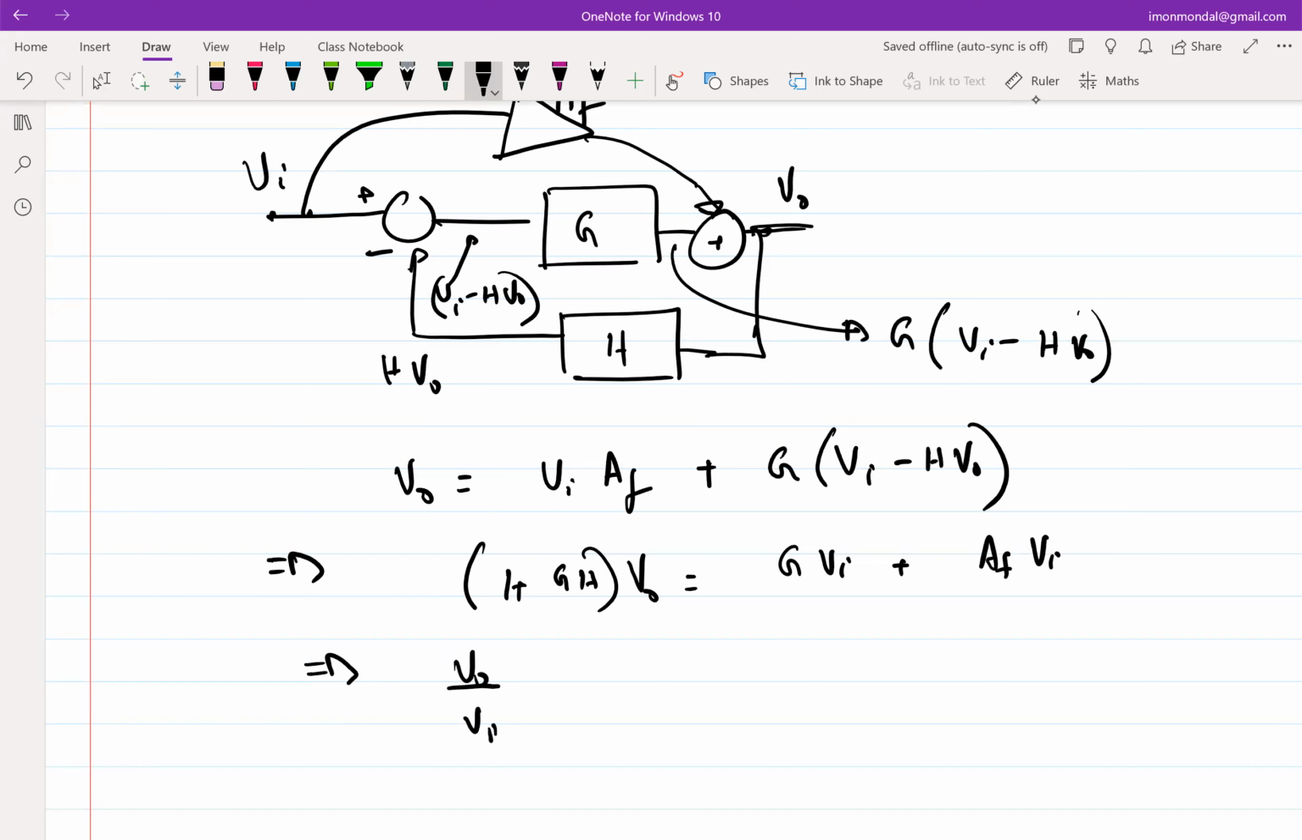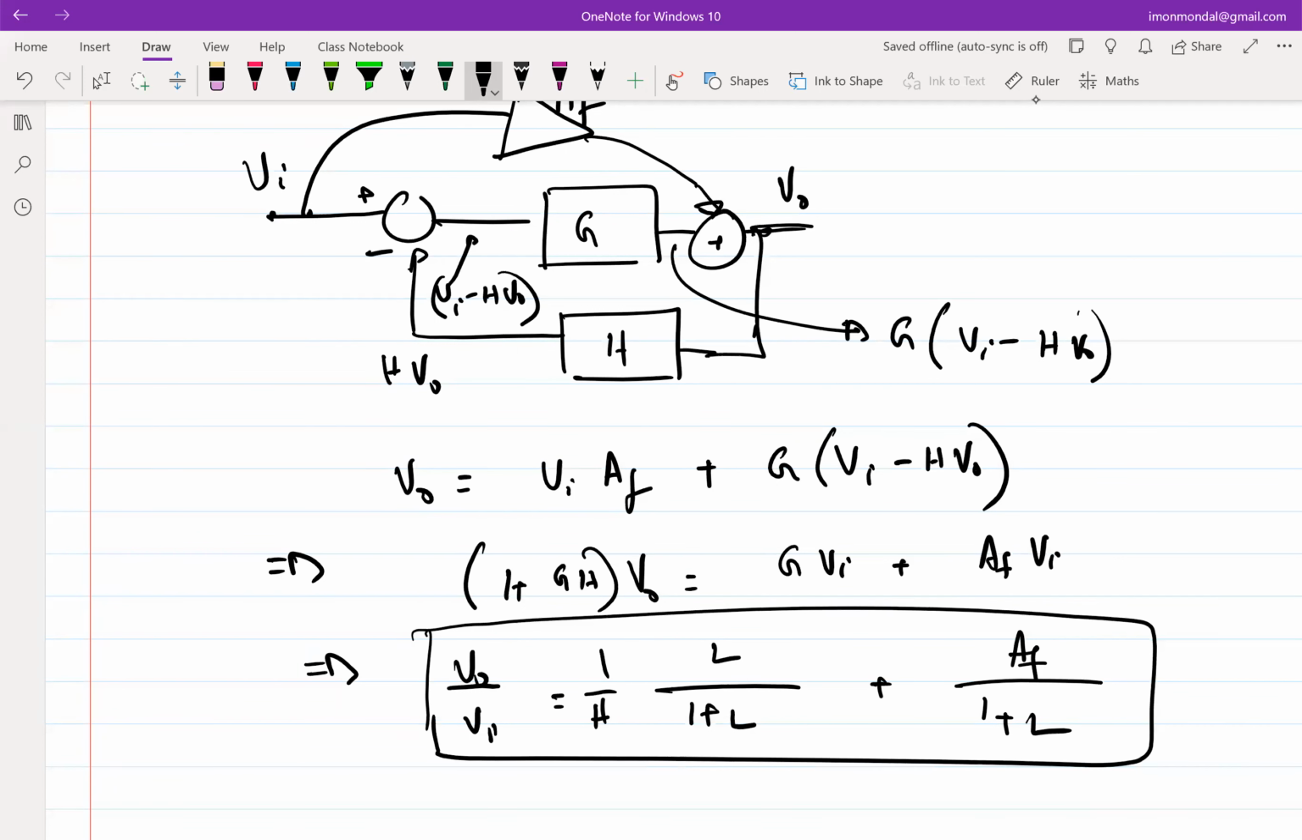So V naught over Vi becomes this term, which is the familiar one, and the additional term, which arises because I have a forward path. And this I can express in our traditional form of L over 1 plus L.